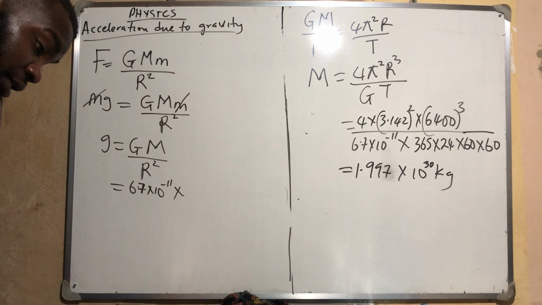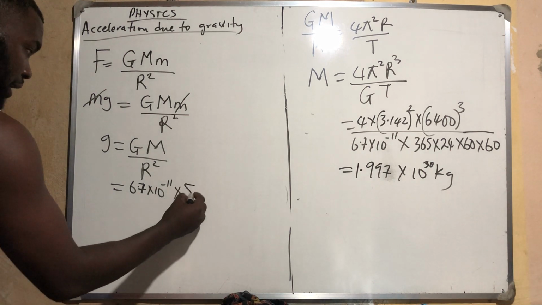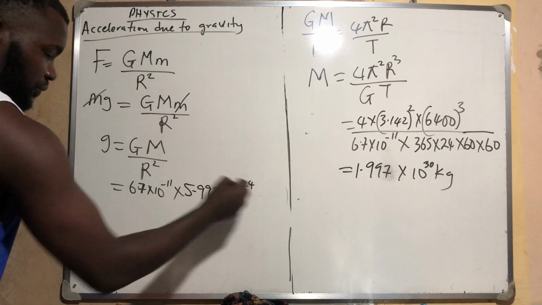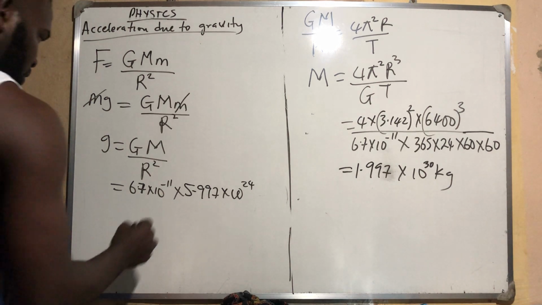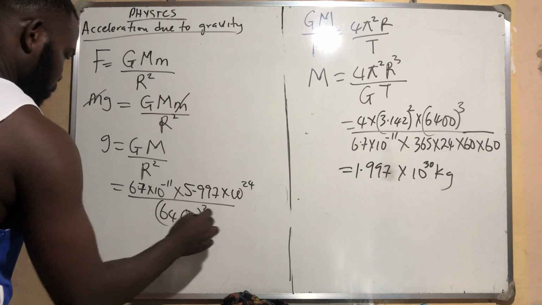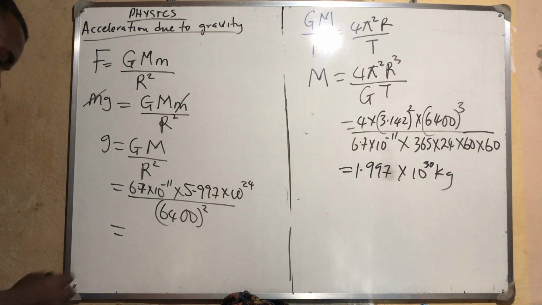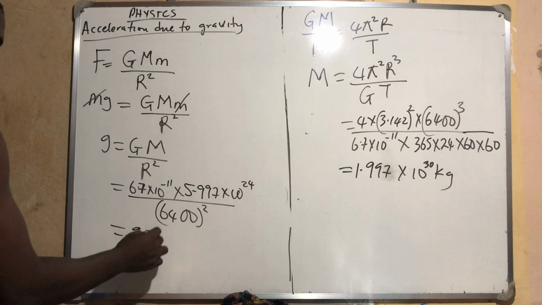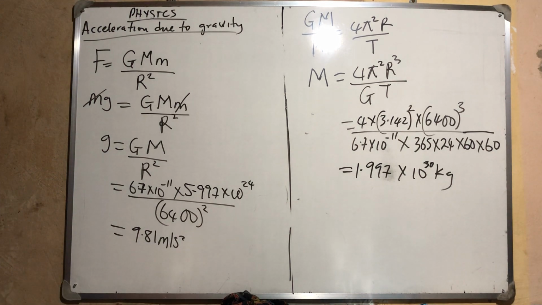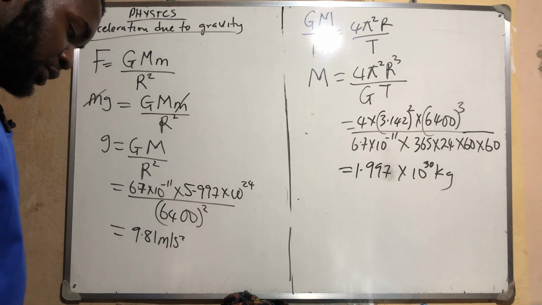We got it then as 5.997 times 10 raised to power 24. Don't forget, that's what we got there. All over 6,400 all squared. So if you do everything, you'll be having 9.87 meters per second squared. So that is why we always use that g is equal to 9.8, or we say approximately 10. Some people use approximately 10.